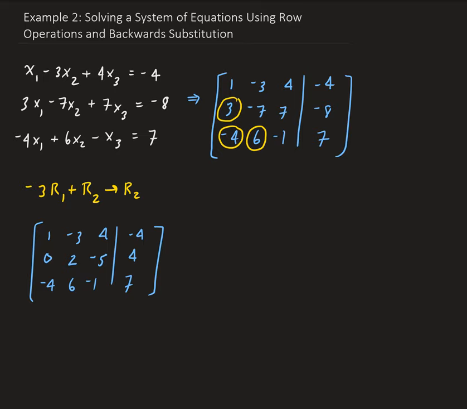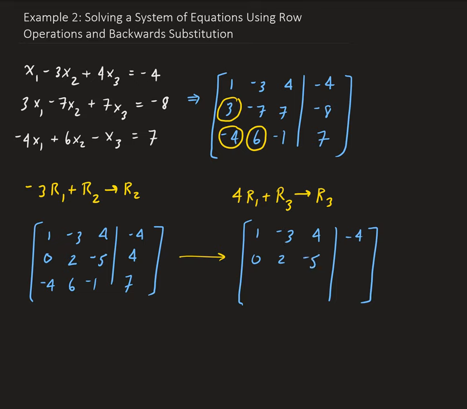The next thing is to make the negative 4 into 0. We can multiply the first row by 4 and add that to the third row. So we have 4 times row 1, add that to row 3, and store that result in row 3. For the first row, we just have 1, negative 3, 4, minus 4, and for the second row, we have 0, 2, negative 5, 4.